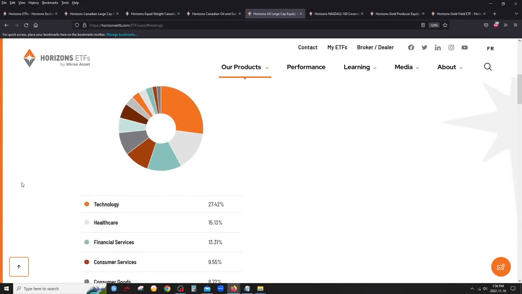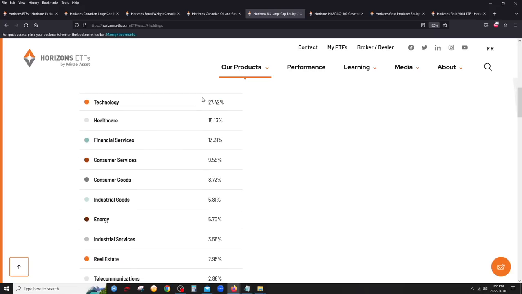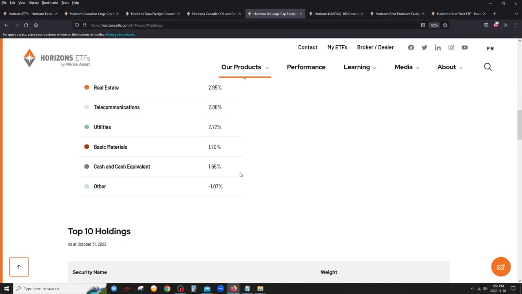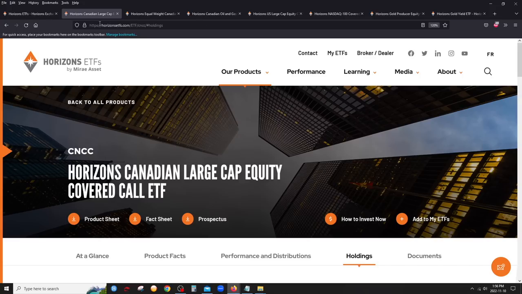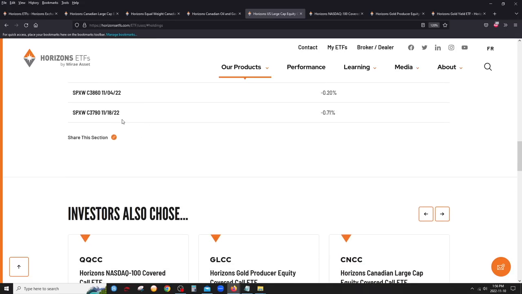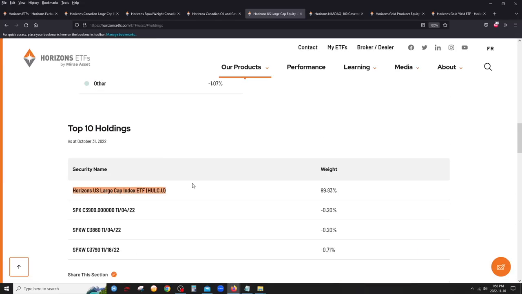And if we go to holdings, let's see what this one has. Of course, you'll see a typical US breakdown, which is mostly going to be technology and healthcare. A little bit of everything though, for sure. And just like the Canadian one that holds basically the TSX 60, this one is going to hold their own Horizons US large cap ETF, HULC, which, if the name says US large cap index ETF, is going to have the biggest US companies.